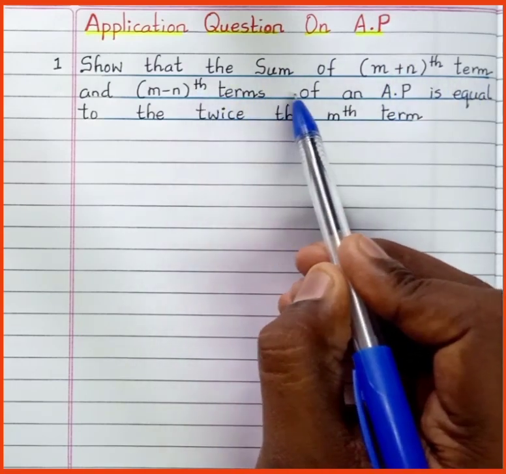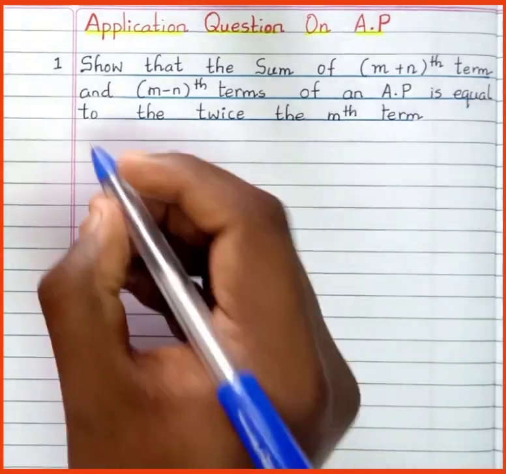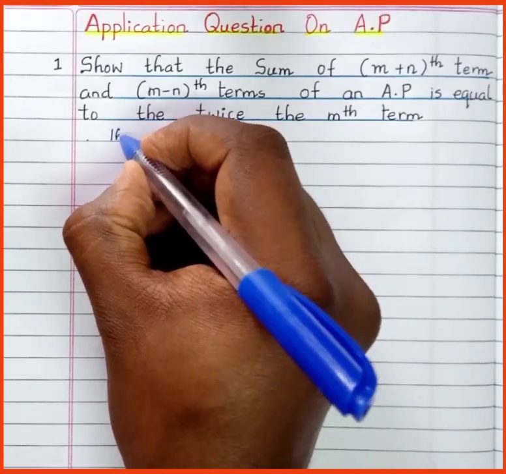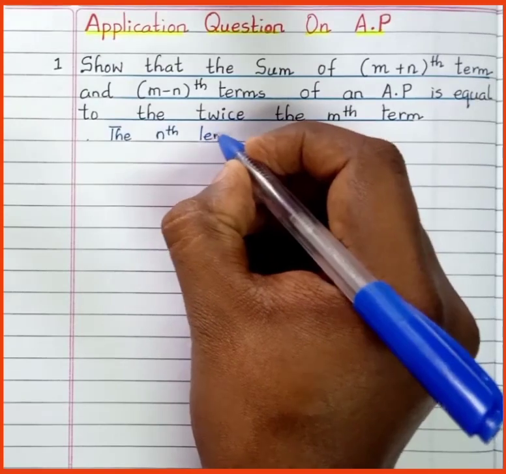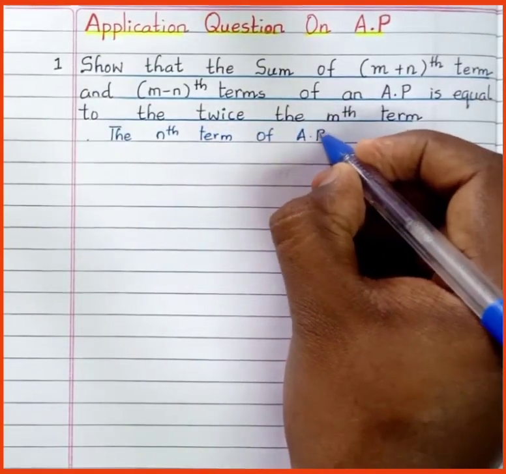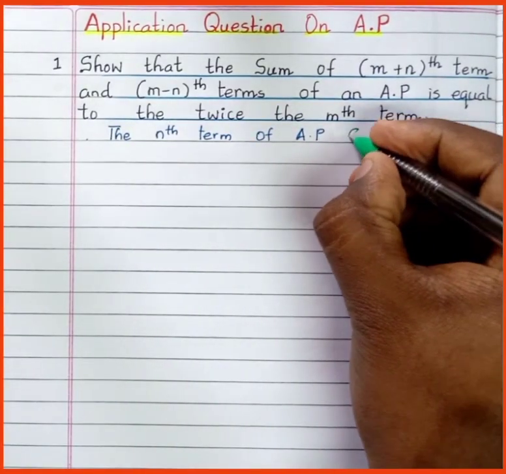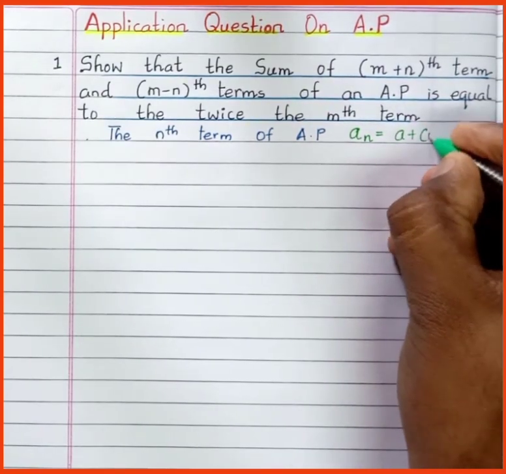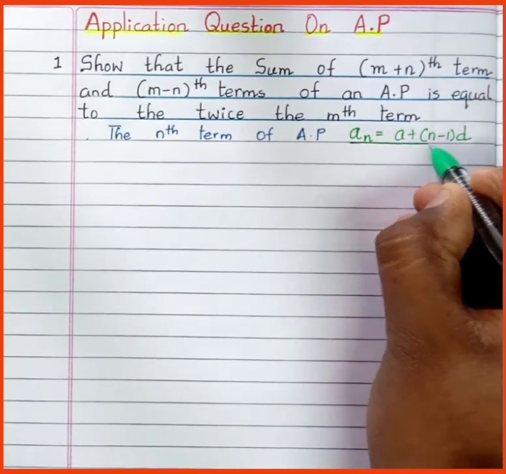Show that the sum of m plus nth term and m minus nth term of an AP is equal to twice the mth term. Now the first step is the nth term of an AP is given by an equals a plus n minus 1 into d. Students, we know the nth term of an AP is given by the formula an equals a plus n minus 1 into d.